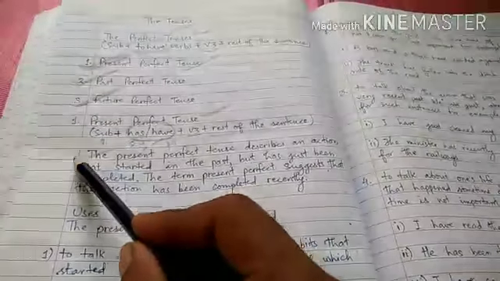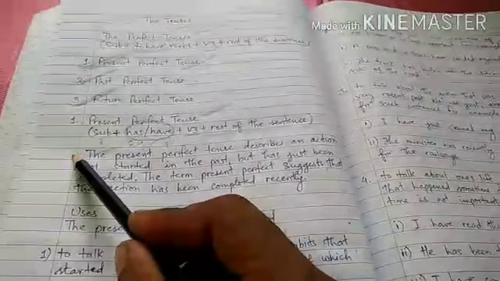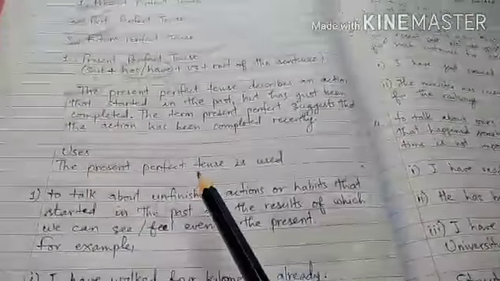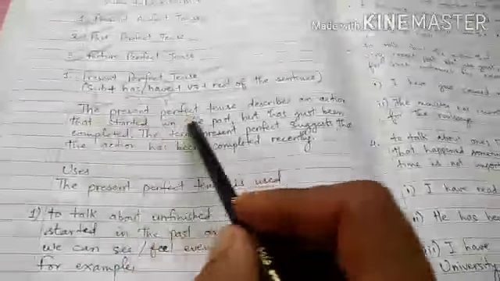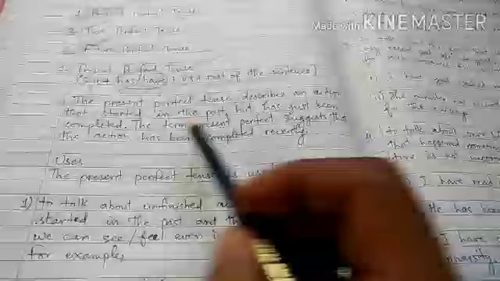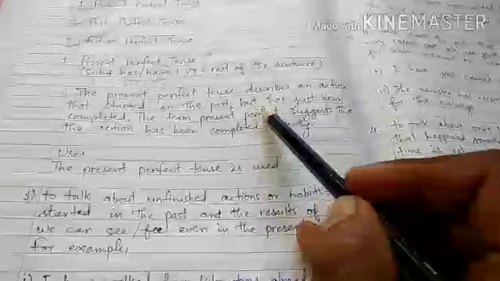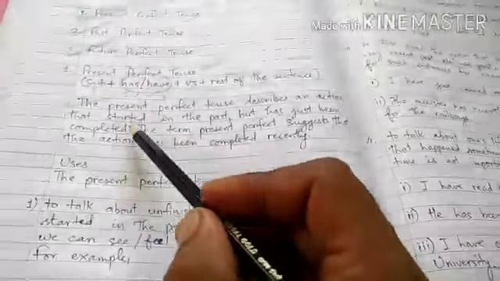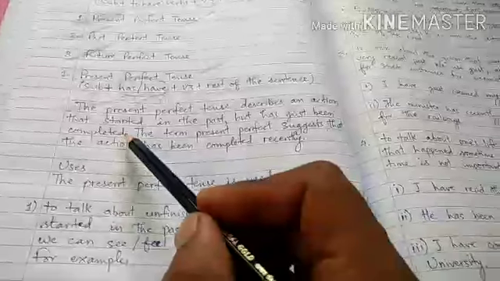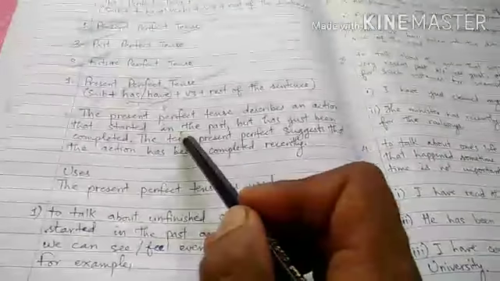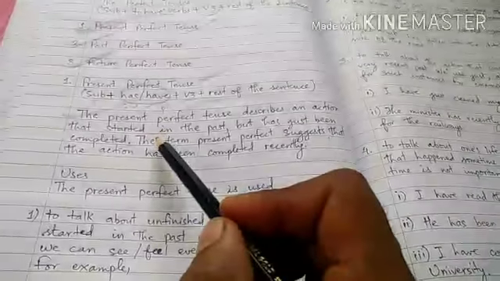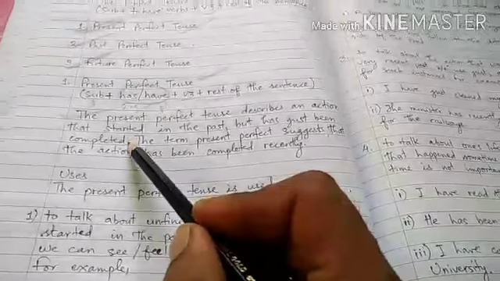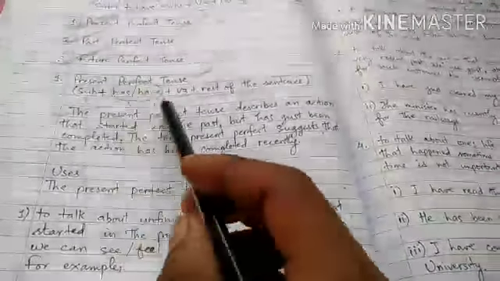Understood. Now let us see what the present perfect tense tells us about. What are its uses? What are the kinds of actions we express in the present perfect tense? The present perfect tense describes an action that started in the past but has just been completed. Maybe the action that started in the past but it has finished recently or just now. So these kinds of actions are expressed in the present perfect tense.